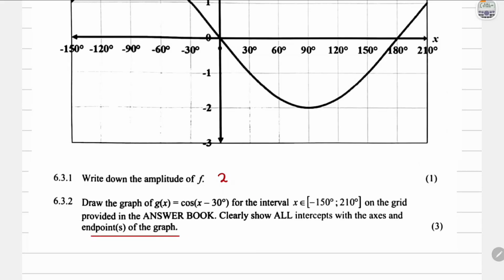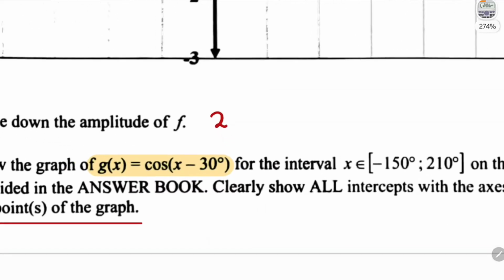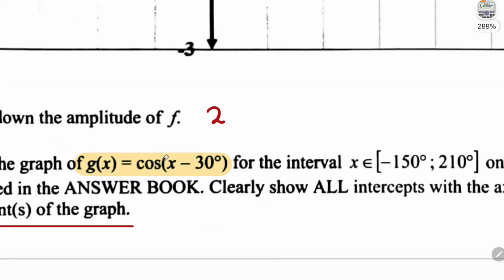Okay, so look at the graph we're drawing. It is g of x equals cos(x minus 30 degrees). So do you see that the only thing that happened here, from the original cos graph, cos x, is that we just have a minus 30. So we're subtracting from the x. When you subtract from the x, or when you affect the x, what you're really doing there is a shift. So it's a horizontal shift.